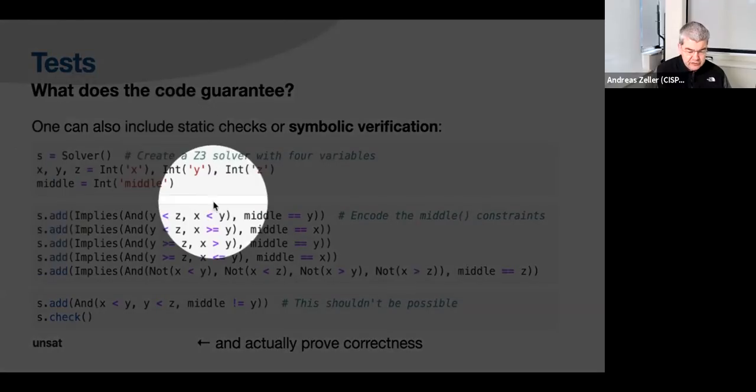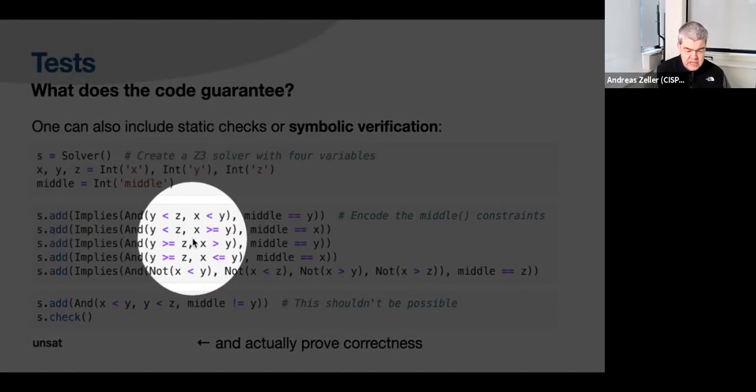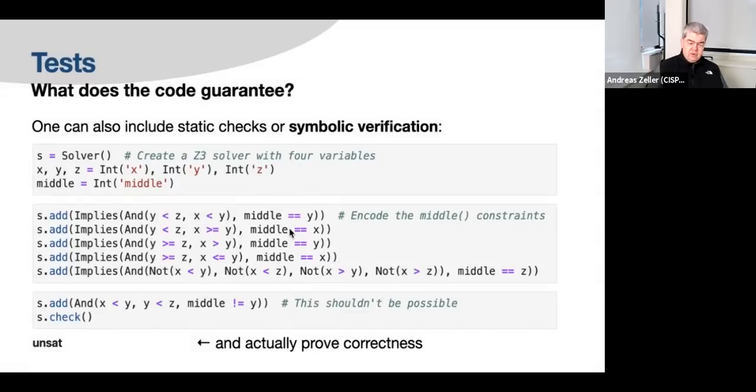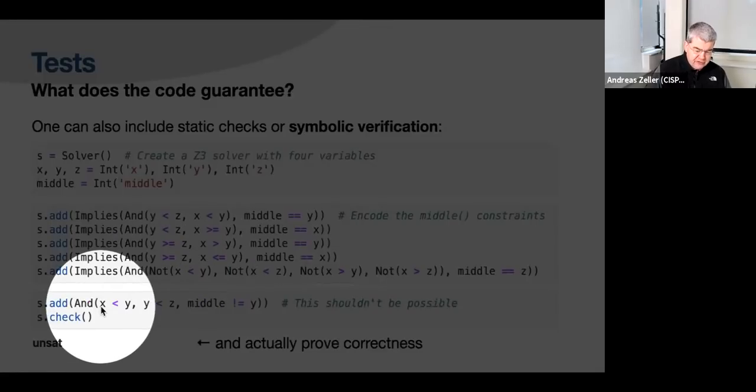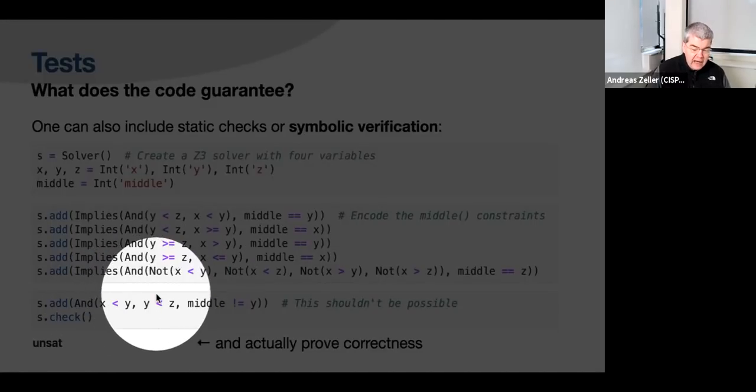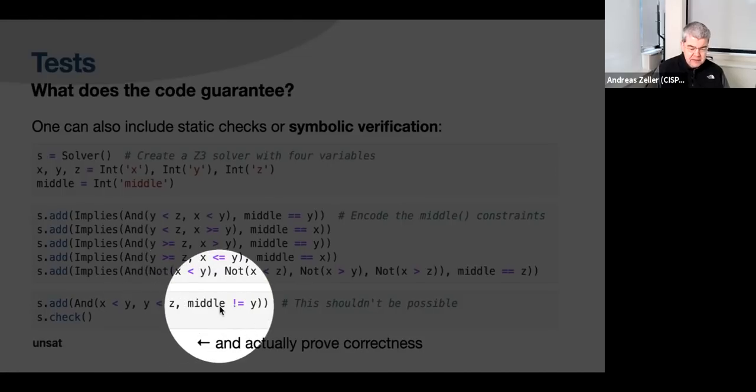If Y is less than Z and X is greater or equal than Y, this is the else branch, then middle should be X. Okay, so we're converting our entire program into this formula, and then we're telling the solver in another thing, okay, now if X is less than Y and Y is less than Z, is it possible that middle is another value but Y?